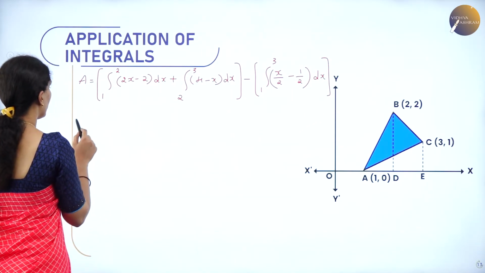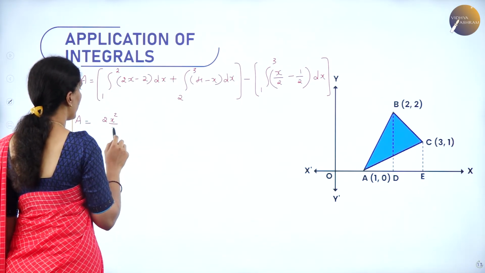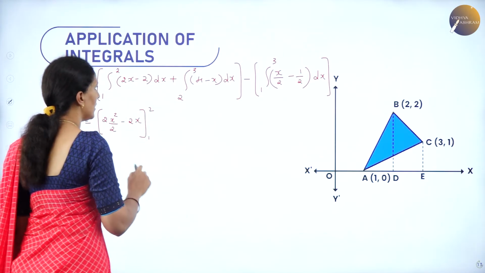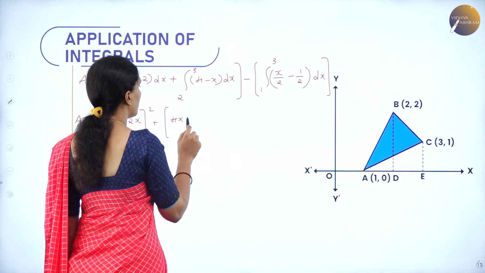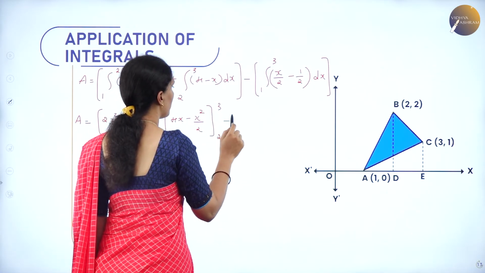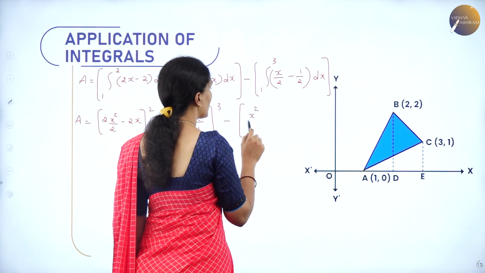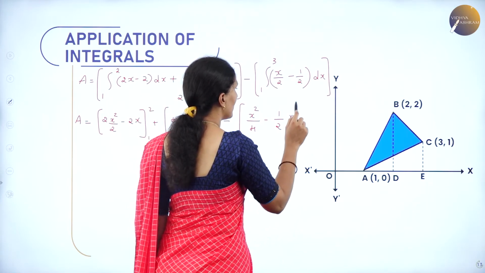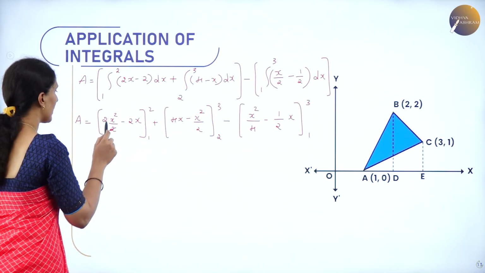So now the area here becomes 2x square by 2 minus 2x, 1 to 2 is the limit. Next here I have 4x minus x square by 2, limits are from 2 to 3, minus. So here I have x, which becomes x square by 4 minus 1 by 2x, and the limits are from 1 to 3. Now let us cancel this.